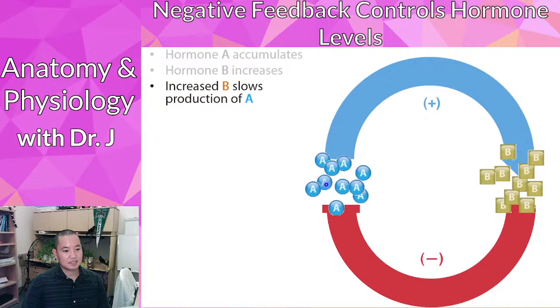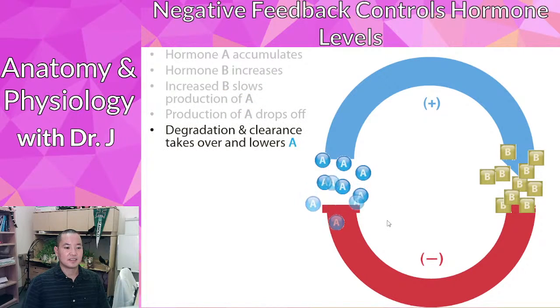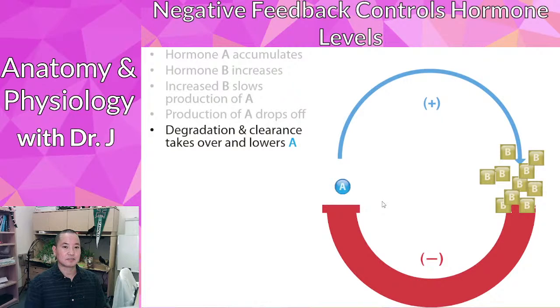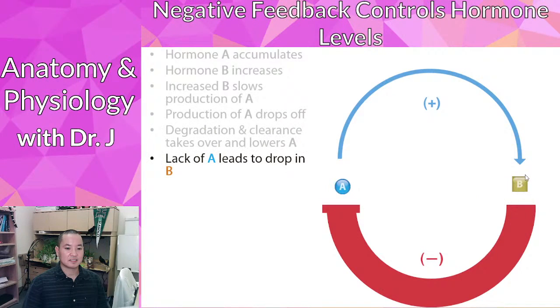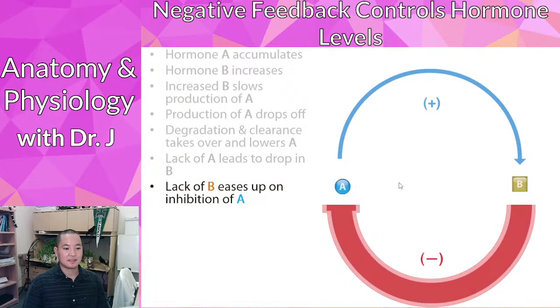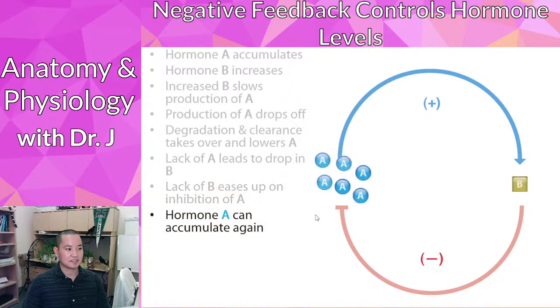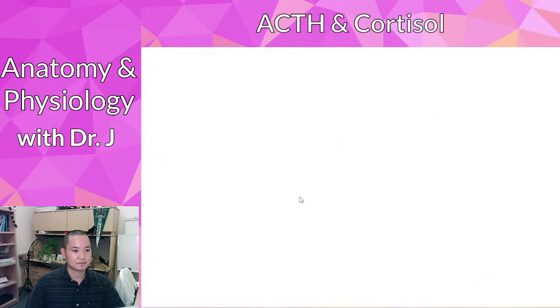So if you're inhibiting the production of A, what eventually happens in your body is that A is going to drop off. And your body is always kind of turning over things. So if you're stopping the production of A and A is being cleared from the body, then that's going to lower the levels. If you lower the levels of this first hormone, you're going to lower its signal, thereby lowering the production of this hormone B in this example. And then that eases up on the brakes, so to speak, and now A can accumulate again. So that's what we have here.